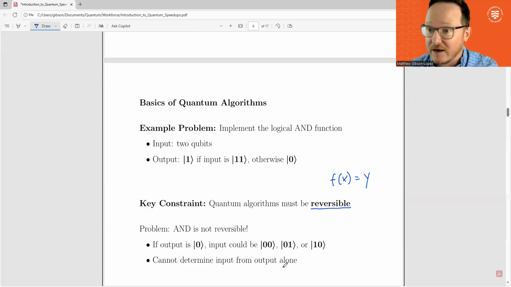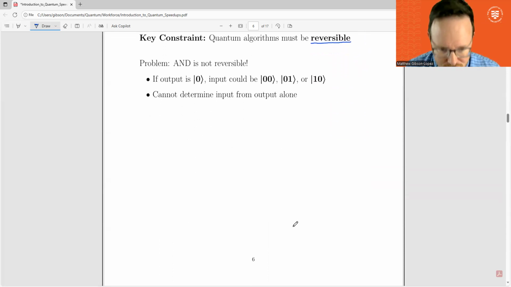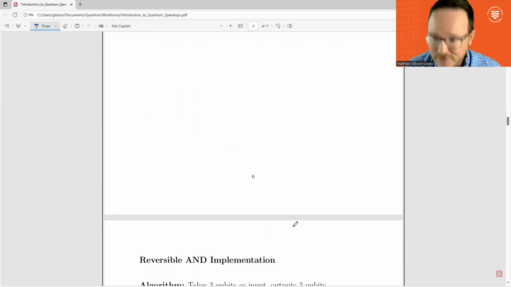Okay, that of course is not the end of the story. Well, it's not really unfortunate, it's just one of the things. There's a way to overcome it. So that's what we'll talk about right now: how to make AND reversible so that it can be executed on a quantum computer.